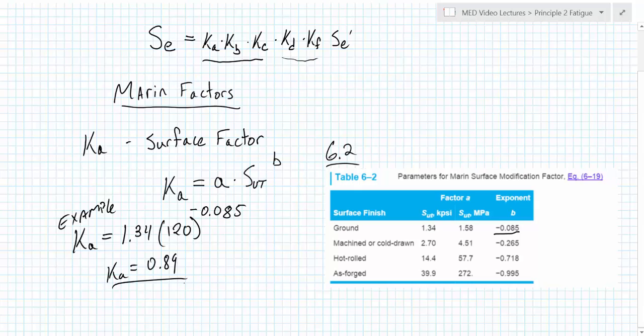This is a great example in the sense that we will often calculate Marin factors as less than 1. All of our Marin factors multiplied times our hypothetical endurance strength will have the overall effect of reducing our actual endurance strength. So the hypothetical will be higher, and our actual endurance strength is going to be lower. In this sense, Ka takes about 10% off the top.